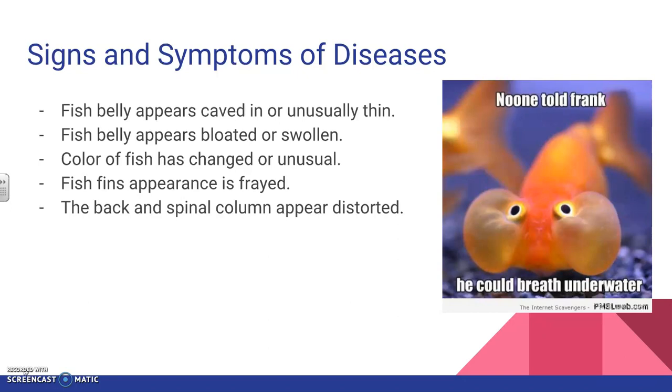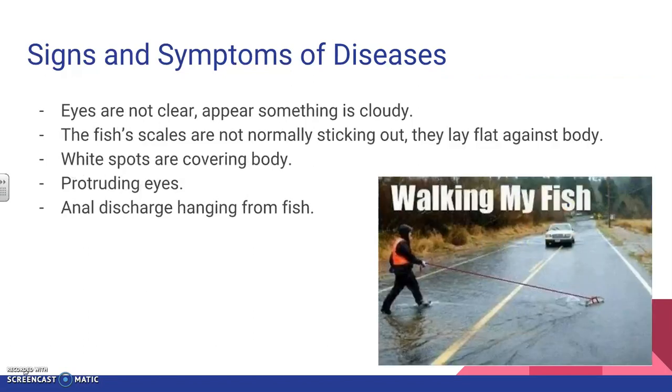If the color of the fish has changed, their scales will actually change color if there's an issue. If their fins are frayed, or the back and spinal column appear to be distorted, so they don't have a straight backbone anymore. Also see if their eyes look clear, or if something might look cloudy, if the fish's scales are not normally sticking out, if they lay flat against the body, that sort of thing. Basically, if they don't look like themselves.